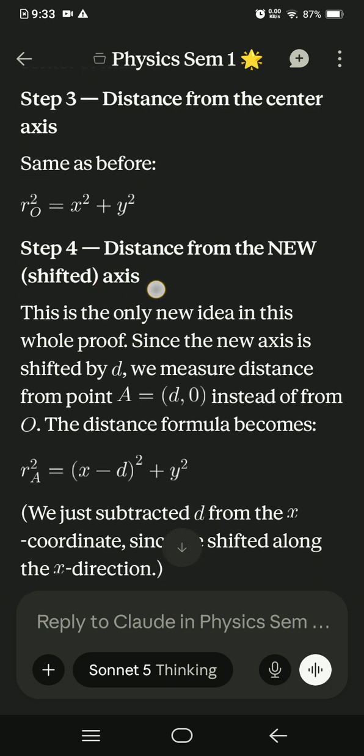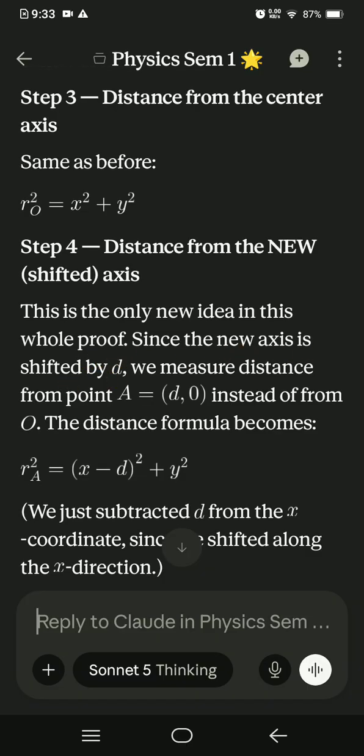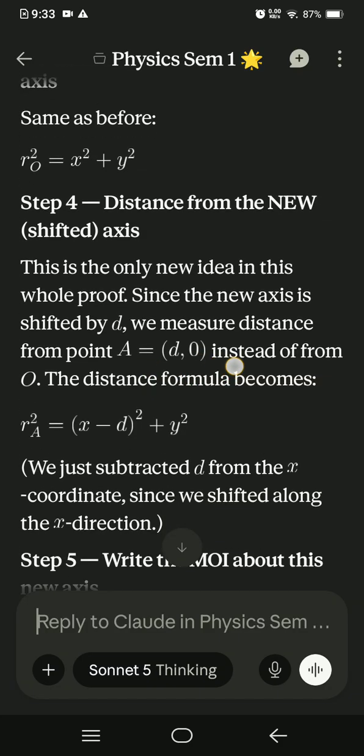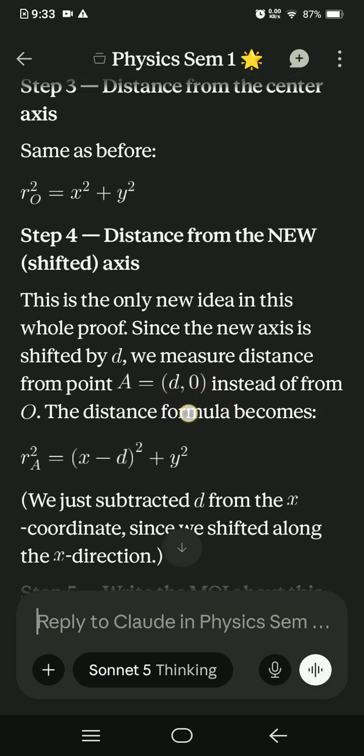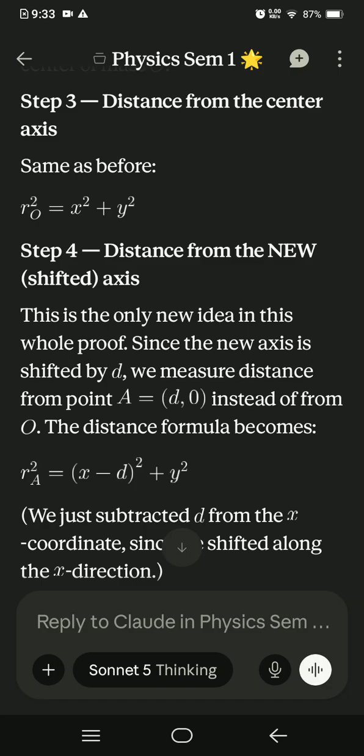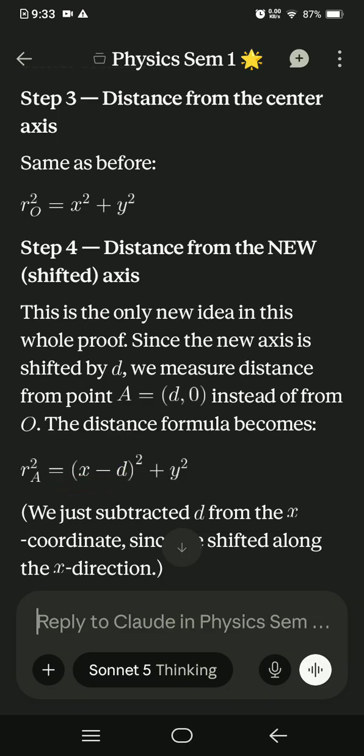Distance from the new shifted axis. This is the only new idea in this whole proof. Since the new axis is shifted by d, we measure distance from a point A equals (d, 0) instead of this O. So A is d distance apart in one of its coordinates. Okay, so the distance formula becomes x minus d squared plus y squared.